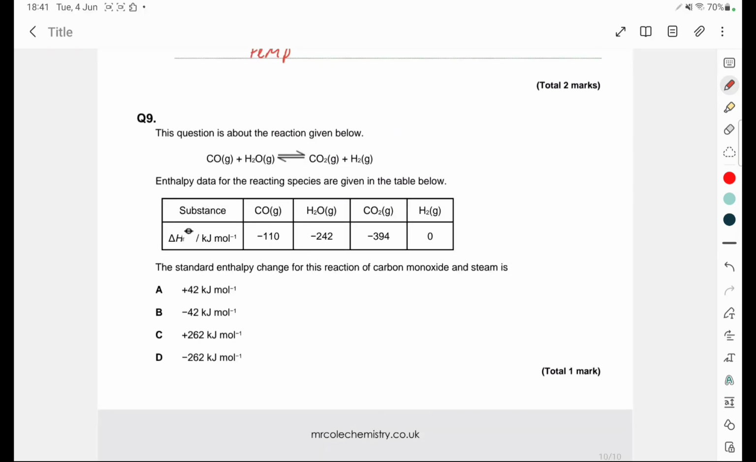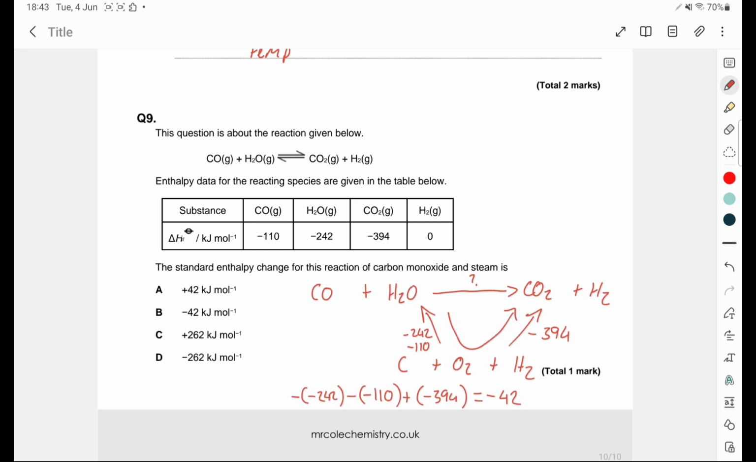Question 9 is another Hess diagram question. So let's start by drawing out our Hess diagram. And as you can see from the Hess diagram and the calculation below, the answer is minus 42.